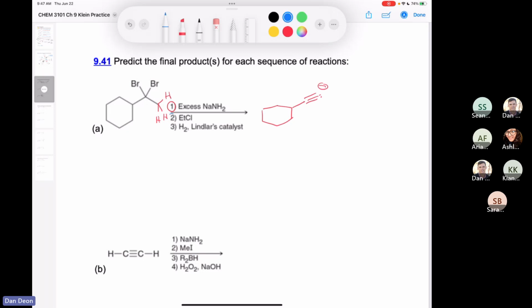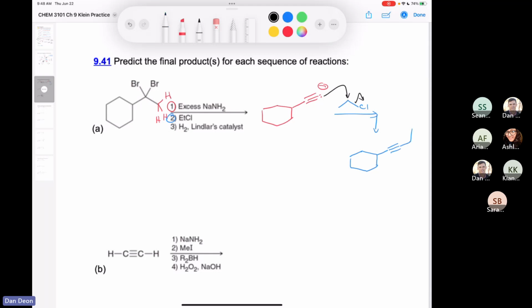So in step 2, we're treating it with ethyl chloride. So we have ethyl chloride, which looks like this, okay? And that's just going to do an SN2 reaction, so nucleophilic attack, loss of leaving group. And that is going to give us this product. So we have our triple bond, and then we have an ethyl group coming off.